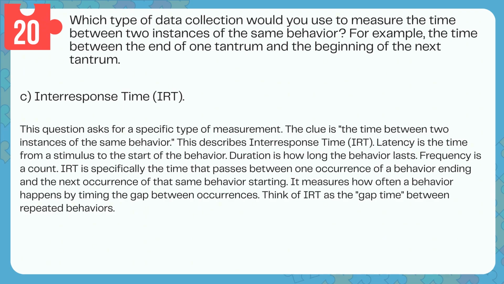This question asks for a specific type of measurement. The clue is the time between two instances of the same behavior. This describes interresponse time, IRT. Latency is the time from a stimulus to the start of the behavior. Duration is how long the behavior lasts. Frequency is a count. IRT is specifically the time that passes between one occurrence of a behavior ending and the next occurrence of that same behavior starting. It measures how often a behavior happens by timing the gap between occurrences. Think of IRT as the gap time between repeated behaviors.